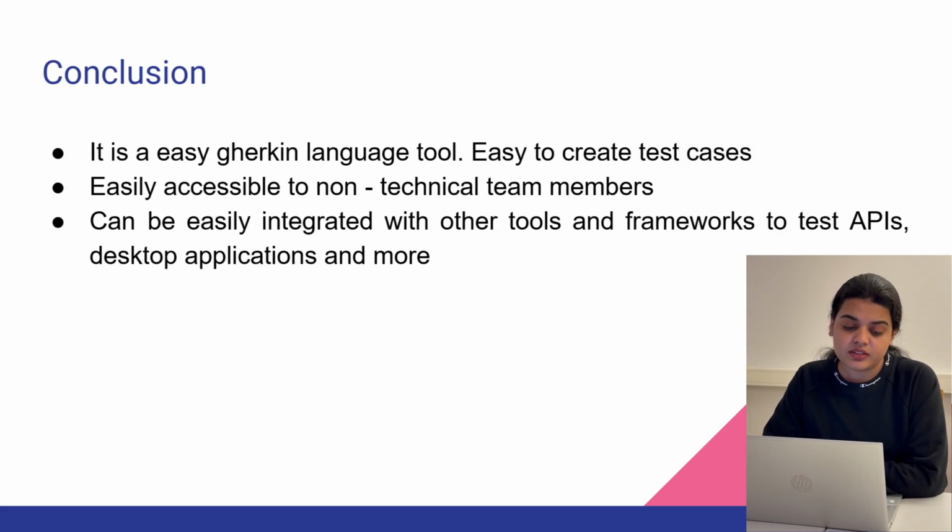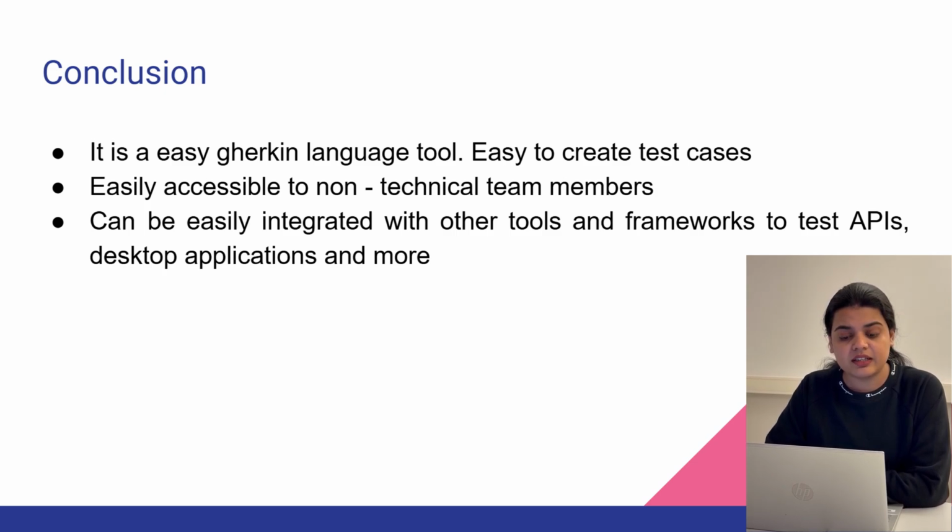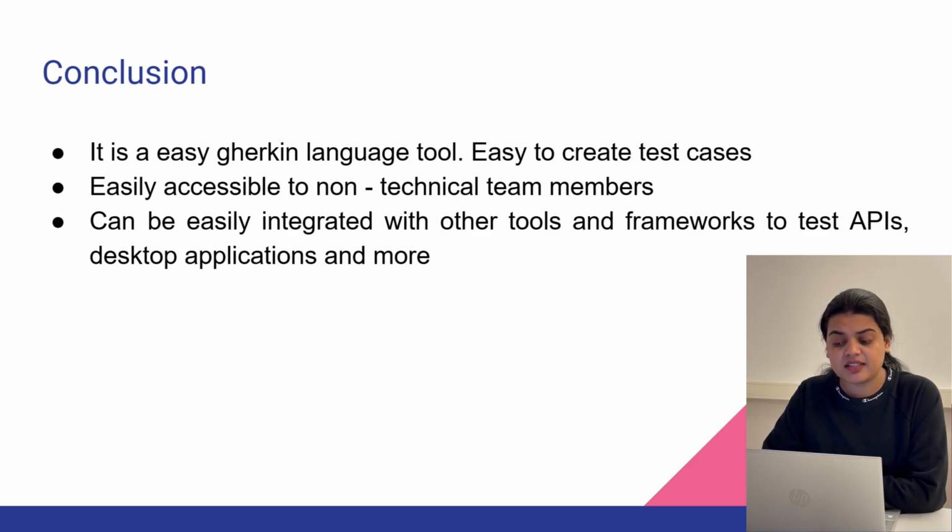Coming to the conclusion, being an open source tool, Cucumber is a powerful tool that supports behavior-driven development, enabling teams to write clear and understandable test cases. Its integration with Selenium provides a robust framework for automated browser testing. By facilitating collaboration among team members and ensuring that tests are aligned with business requirements, Cucumber helps deliver high-quality software.